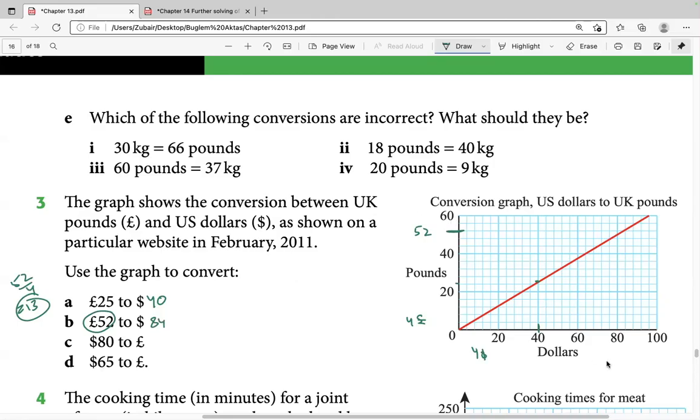$80 to pounds. It's around the middle, right? 48, 52. So 50. $65 to pounds.